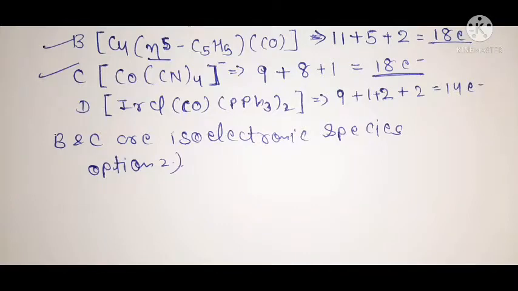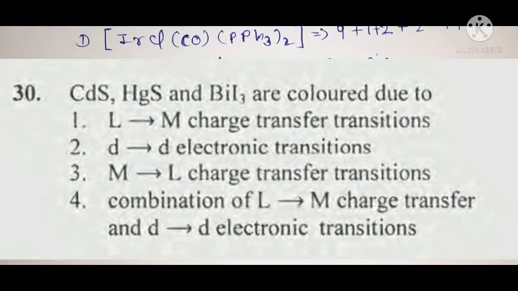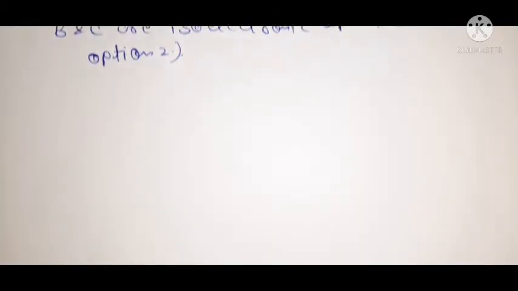Okay, so now we move towards our next question, and see, it says these compounds are colored. We have three compounds of cadmium, mercury and bismuth. Cadmium, mercury and bismuth are colored due to, and we have four options. This question is coming for 2 marks, friends. That means this is also related to your Part B. Okay, so let's do the solution of this question.